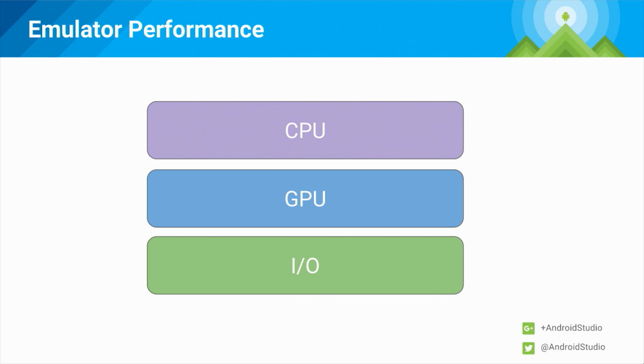And we think of performance in 3 different ways for the emulator. It's around CPU, GPU, and I/O. So for CPU, what we added to the emulator is multi-core support. What it allows you to do is that you can actually process your apps faster, install them faster, and get a more performant experience in the emulator.